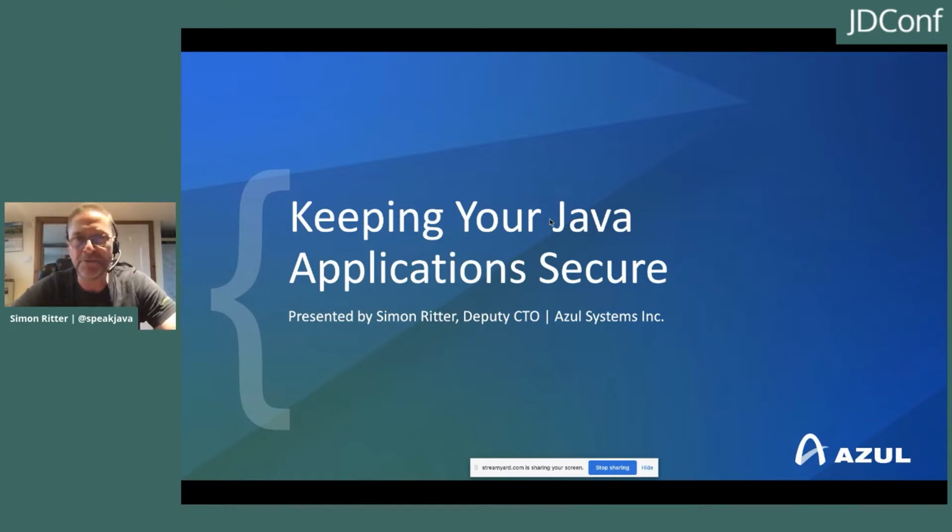My name is Simon Ritter. I'm the Deputy CTO of Azure Systems, and I've been working with Java for, well, quite a long time now, since I started at Sun Microsystems back in February 1996, about the time that JDK 1.0 was released.